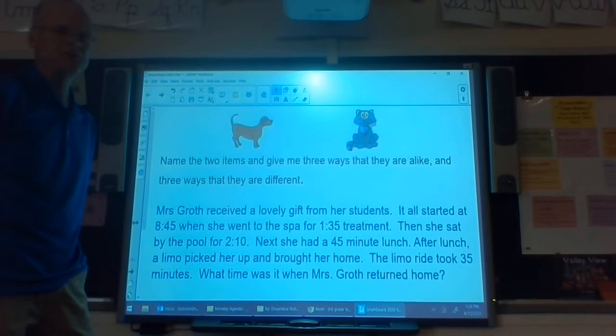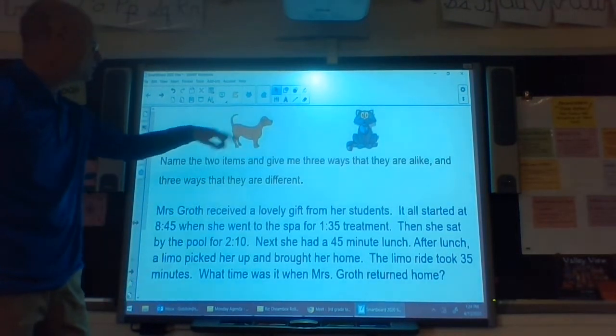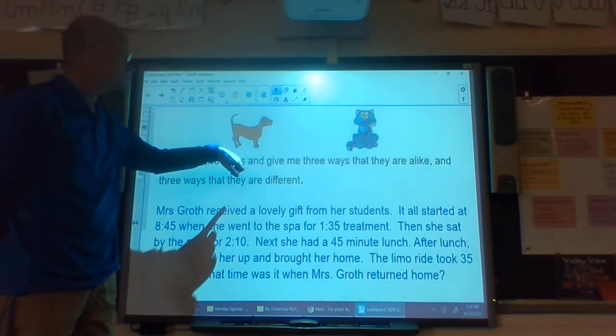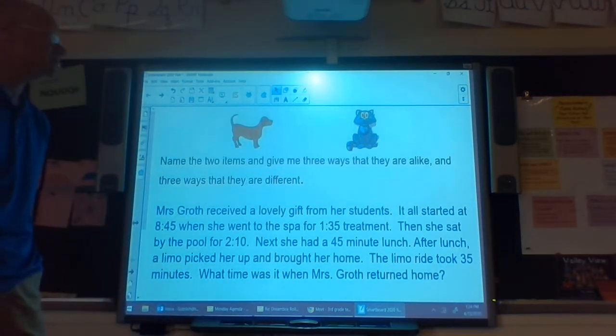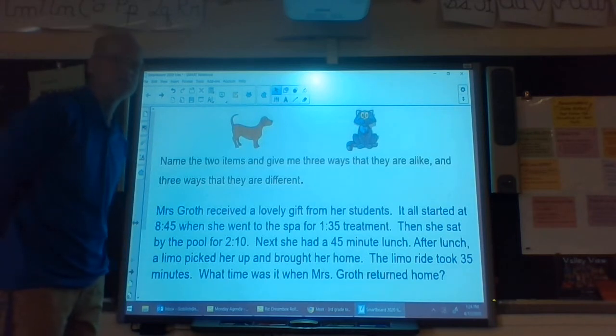I put a couple of problems up here for a warm-up for you. And the first problem is, name the two items and give me 3 ways that they are alike and 3 ways they are different. Now, this one might be a little bit of fun for you today.